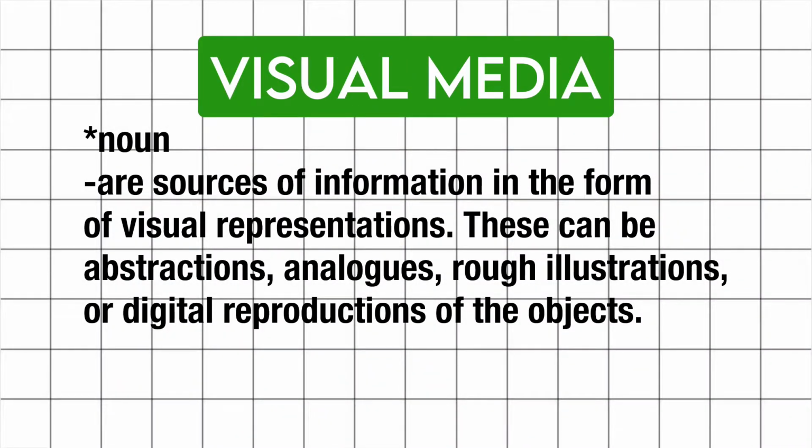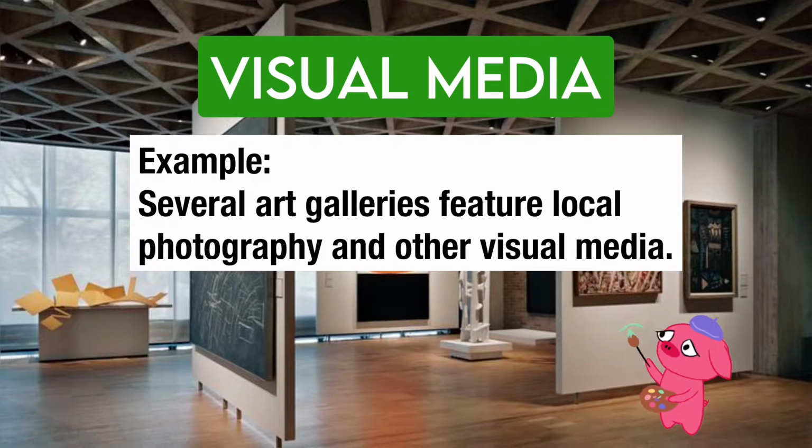Next is visual media. It is a noun, which means, according to wixsite.com, sources of information in the form of visual representations. This can be abstractions, analogs, rough illustrations, or digital reproductions of the objects. Now, here's an example of the word visual media used in a sentence. Several art galleries feature local photography and other visual media.